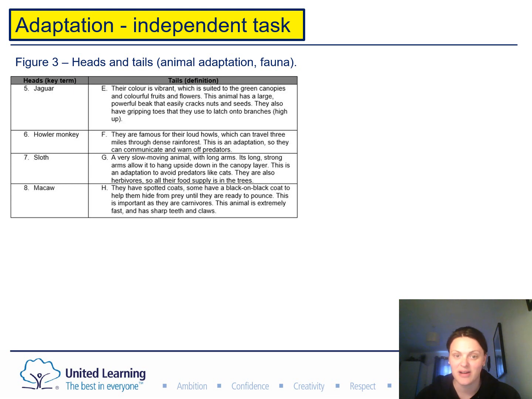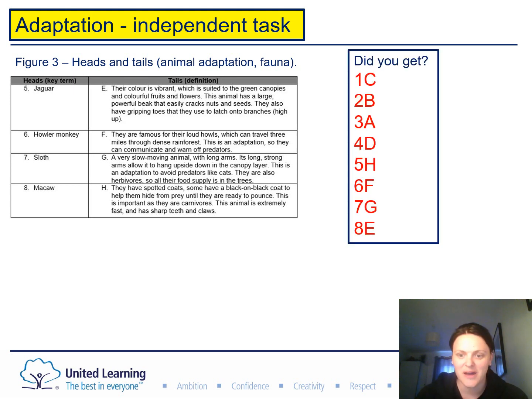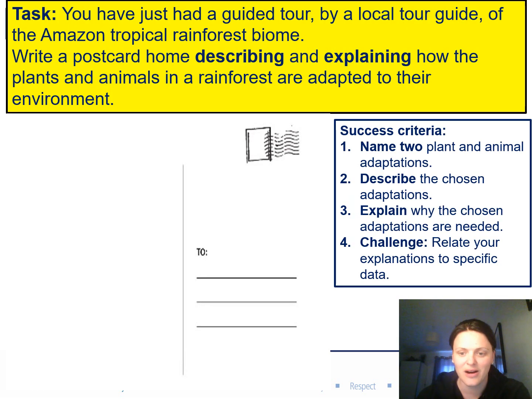Okay, so get your green pens out. Let's see how well you did. There we go. So you should have got 1C, 2B, 3A, 4D, 5H, 6F, 7G and 8E. Well done.